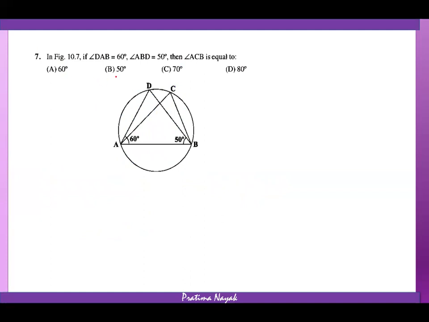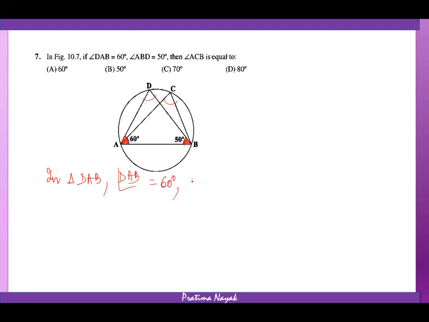Next, DAB is equal to 60 degree. DAB is 60 degree, this whole angle DAB. And your ABD is equal to 50 degree. We have already done this type of question. You have to find ACB. First I'll get this angle. So which triangle I'll take? In triangle DAB, angle DAB is equal to 60.